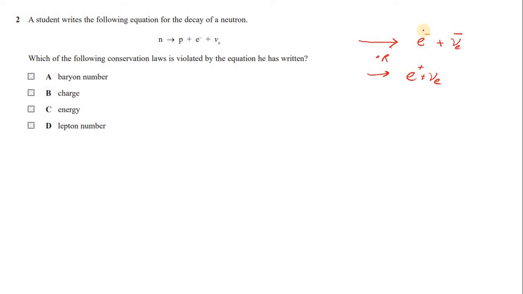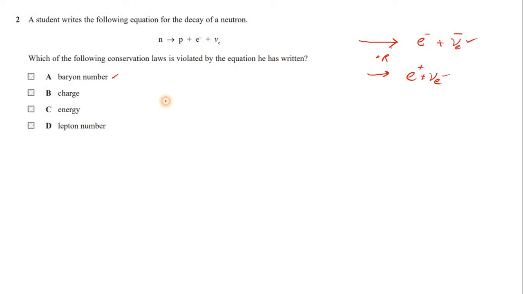So along with the negative electron after decay, there has to be an anti-electron neutrino. Or if a positron is emitted, then along with the positron you must have an electron neutrino. So clearly if you have this concept, you can save your time. You can directly check that D is the option. Lepton number is not conserved, but for your understanding, I am checking one by one.